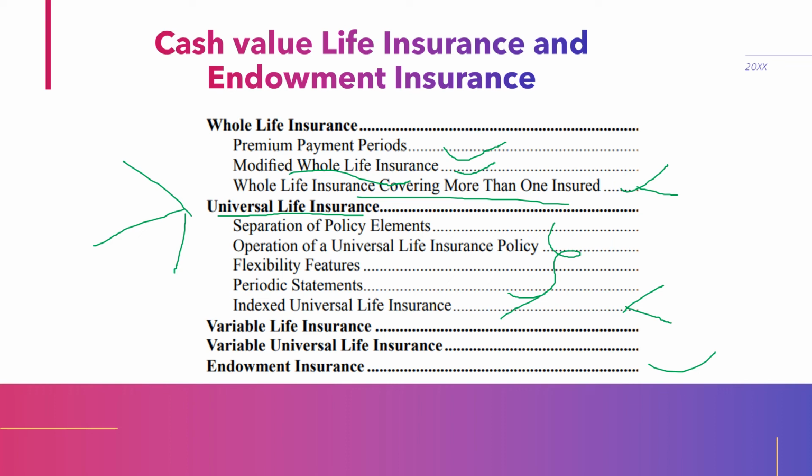Now we'll come to the variable life insurance. Variable life insurance is one in which premiums are fixed, but death benefits may vary. So in a variable life insurance policy, the premium remains the same, but the death benefit will vary. And now we'll come to the variable universal life insurance, in which premium and death benefits are both flexible. You can choose as per your convenience. And the last one is the endowment insurance, in which we have a death benefit as well as a maturity benefit. So that is the endowment insurance policy.